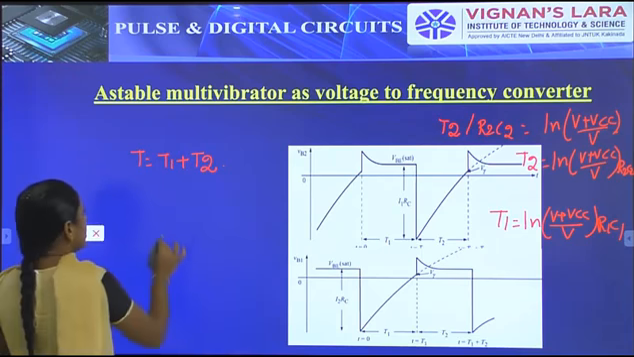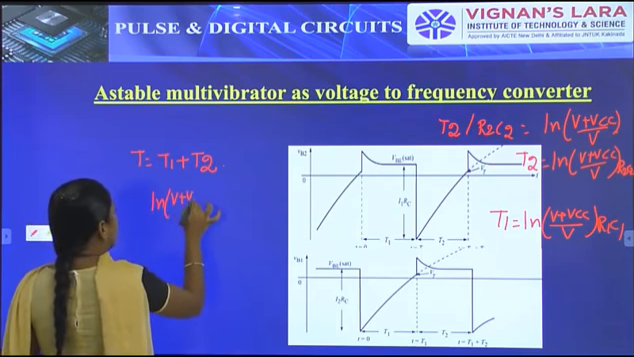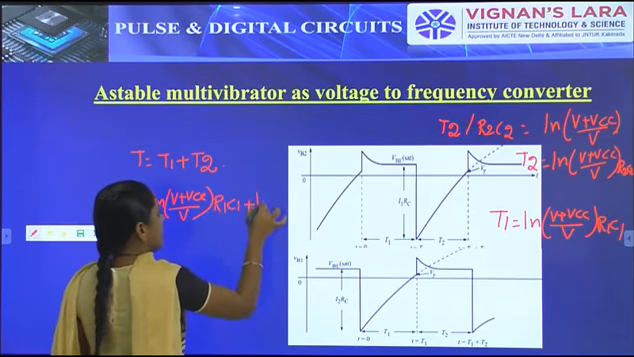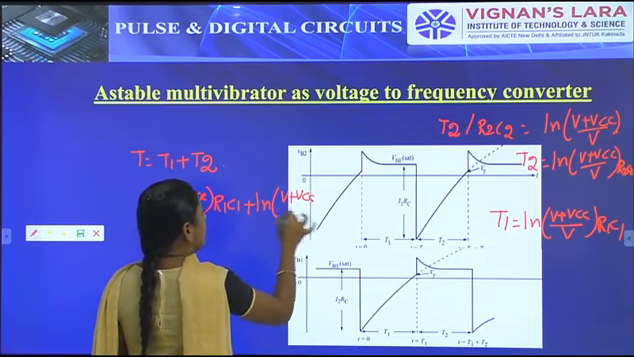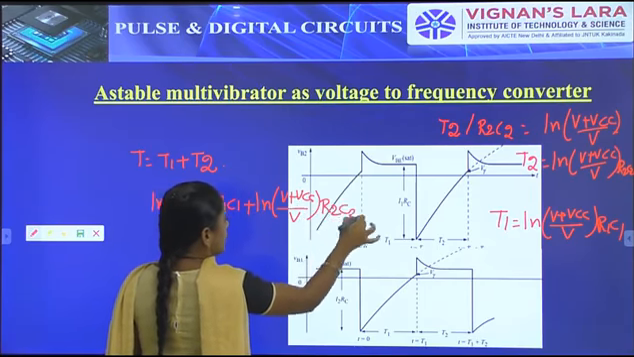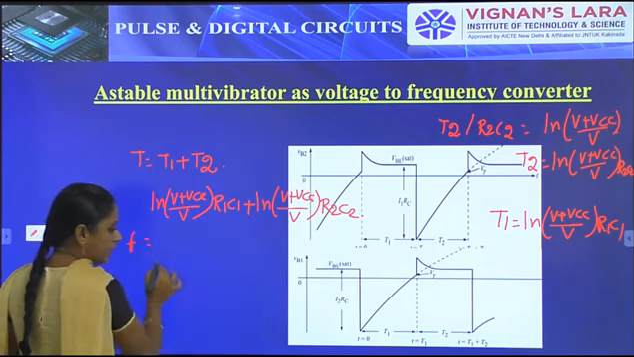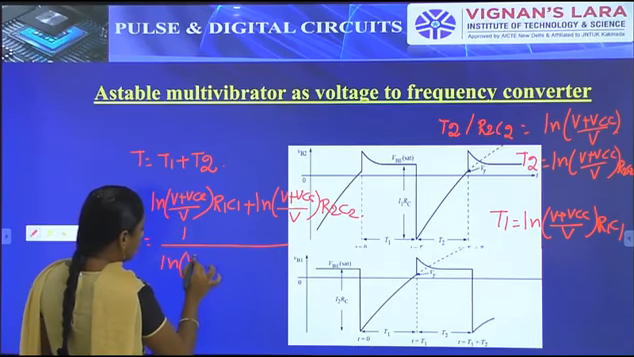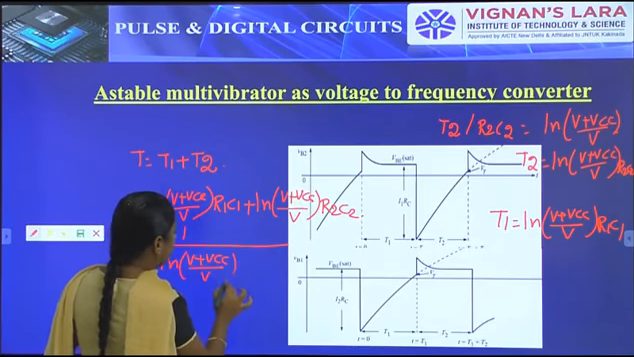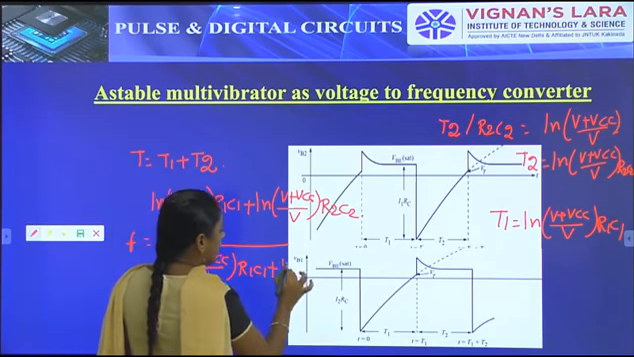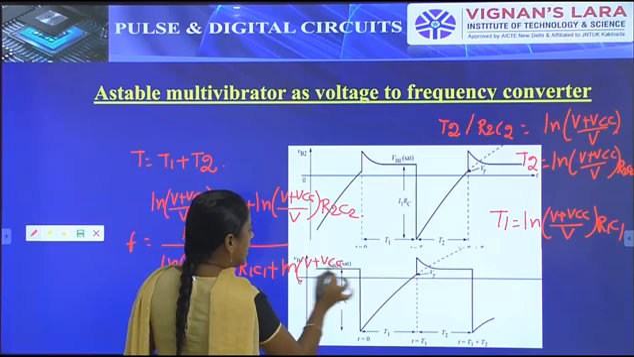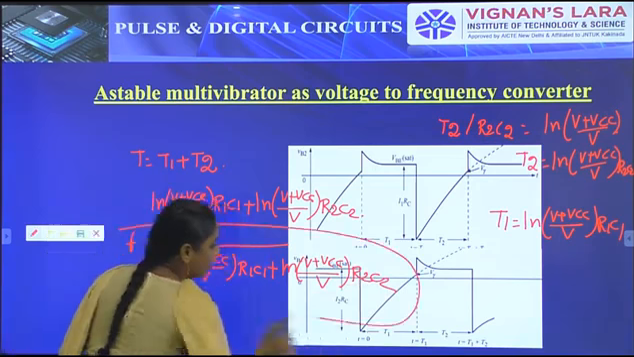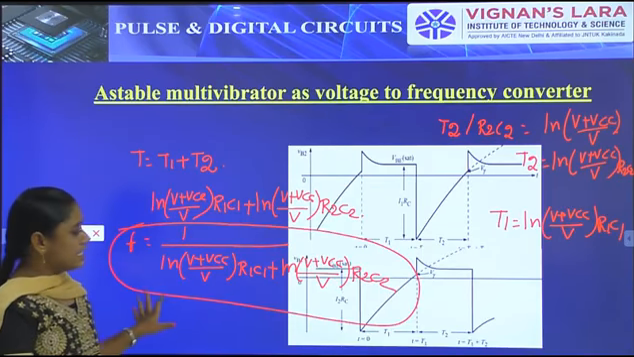What is the on time period? That is ln of V plus VCC by V into R1 C1 plus ln of V plus VCC by V into R2 C2, and the frequency will be F is equal to 1 by ln of V plus VCC by V into R1 C1 plus ln of V plus VCC by V into R2 C2, for the asymmetrical square wave. This particular result occurs for the asymmetrical square wave.